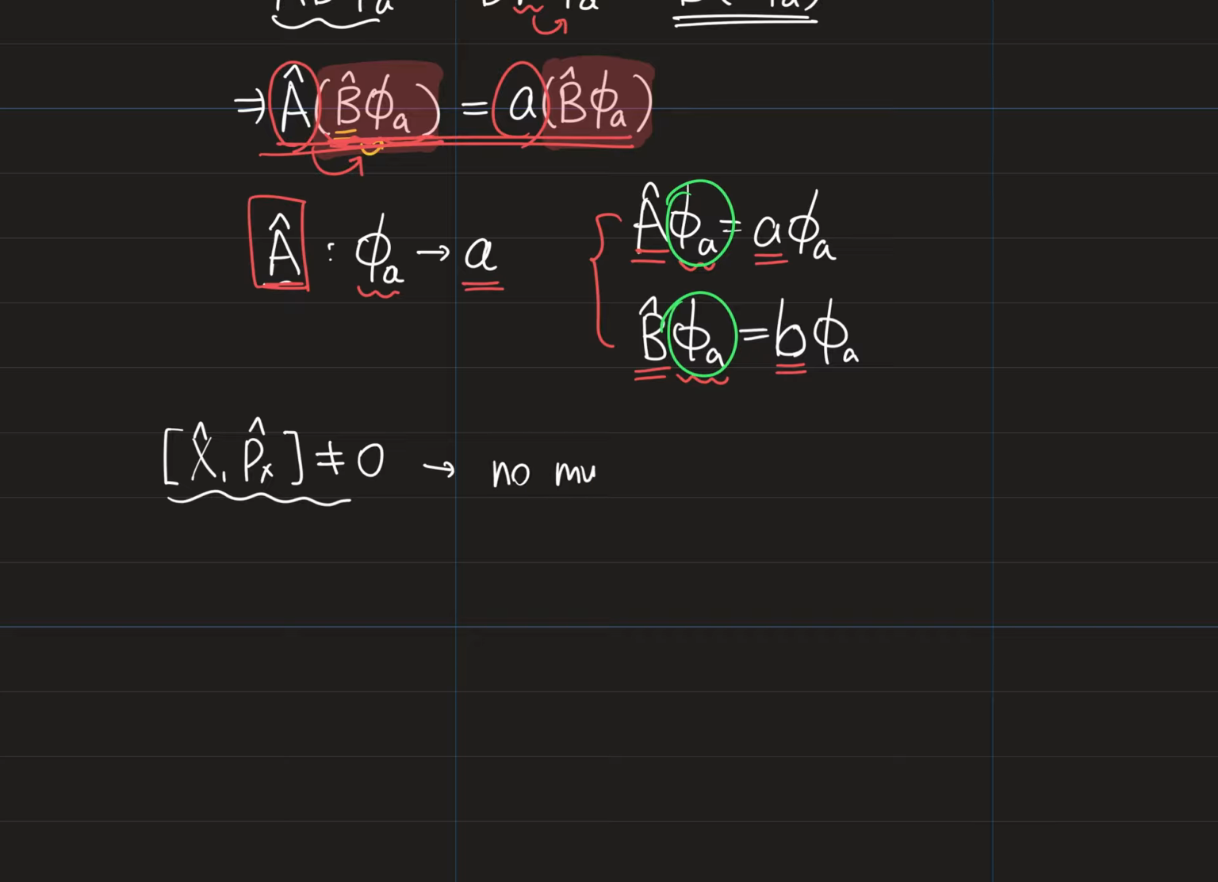No mutual eigenfunctions. Okay, that's why they have some issues when measuring the px first or position x first.